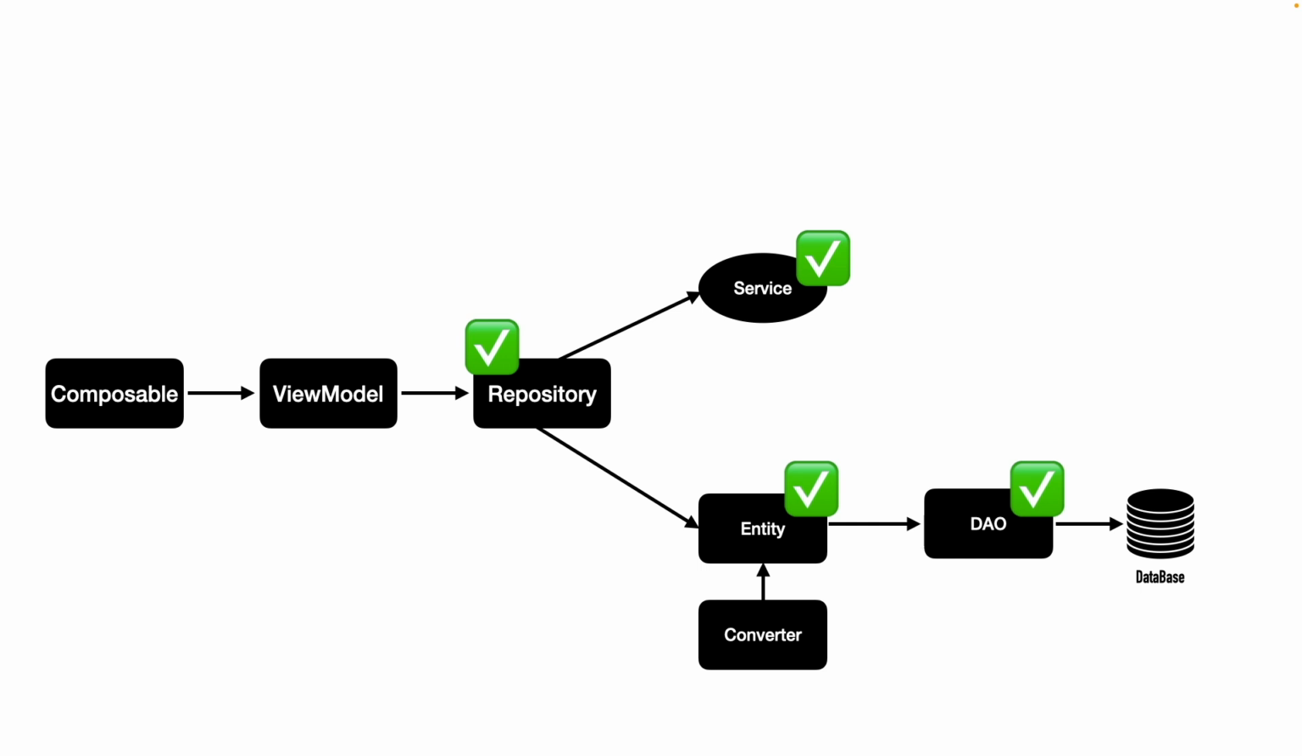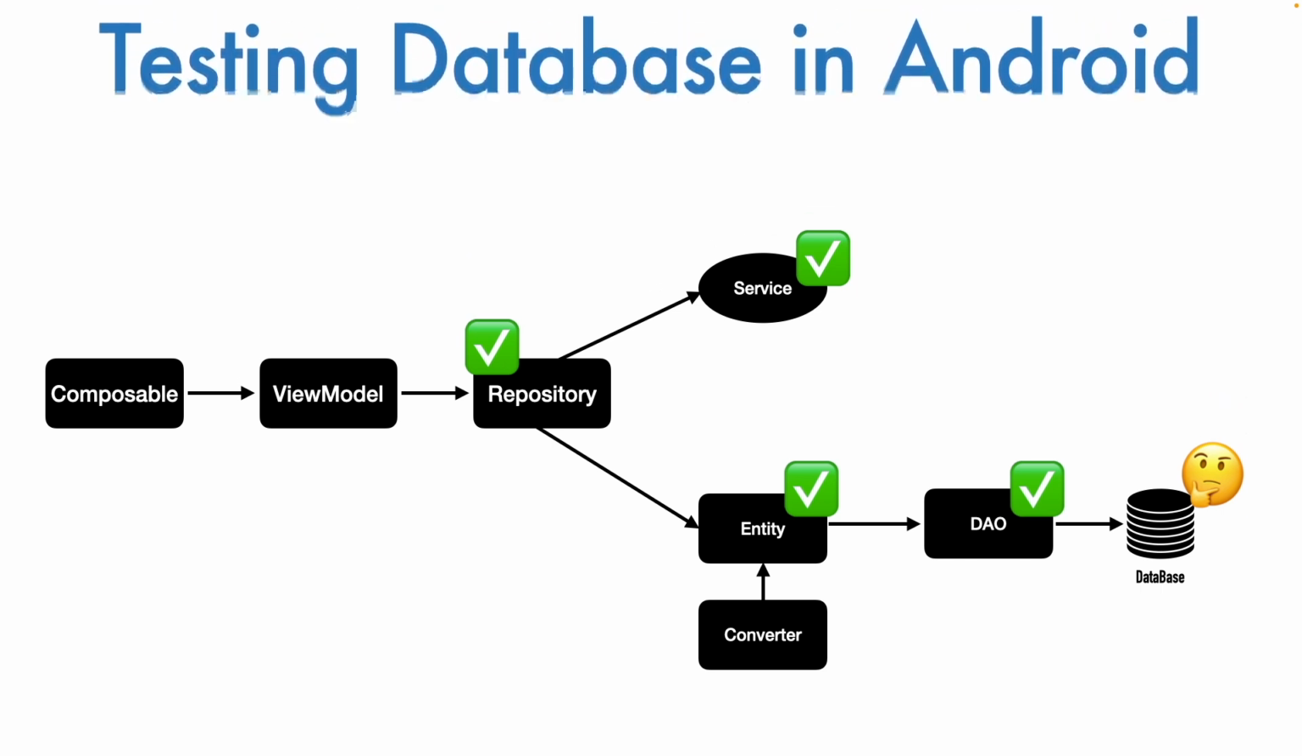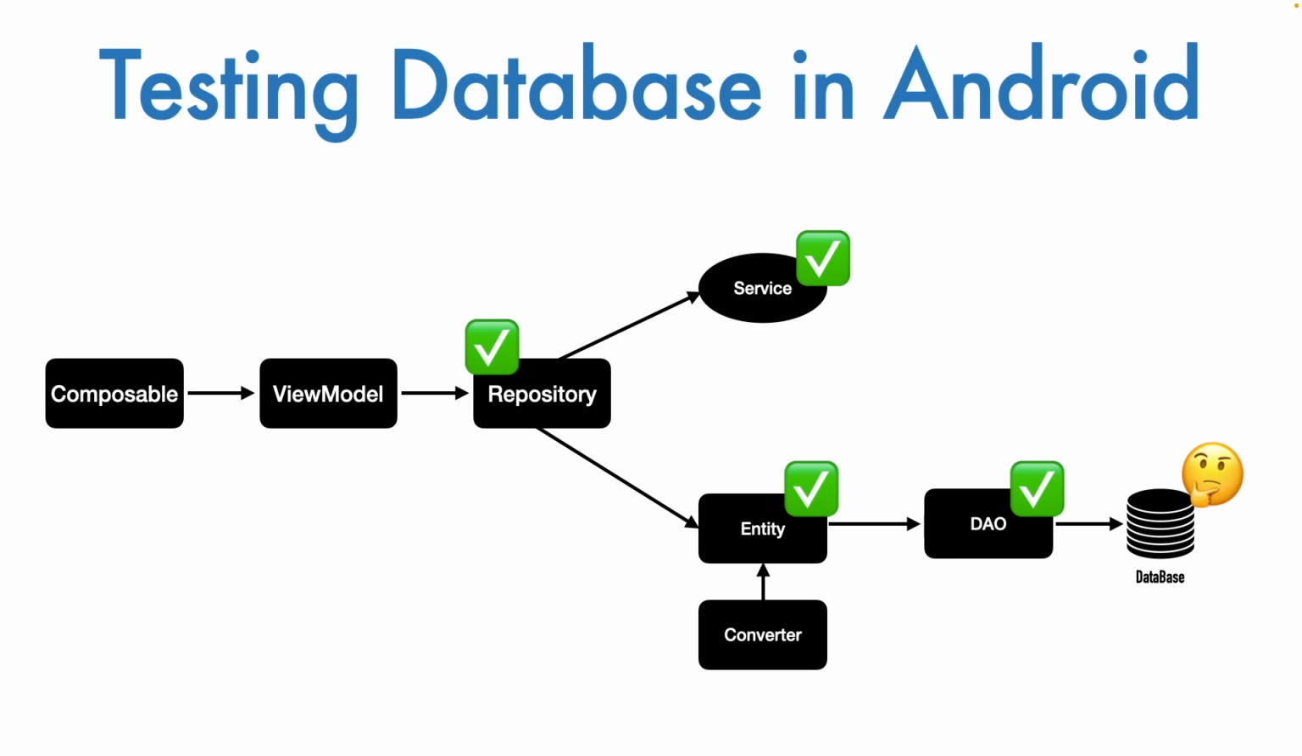Now beyond this there is another thing, which is the database itself. We have not yet tested the database. Typically in Android, the database is SQLite based and it is Room database that is used to implement the on-device database. Now the question is, how do we test the database itself? And that is what the focus will be in the next couple of videos, which is testing the SQLite database that is part of an Android application.